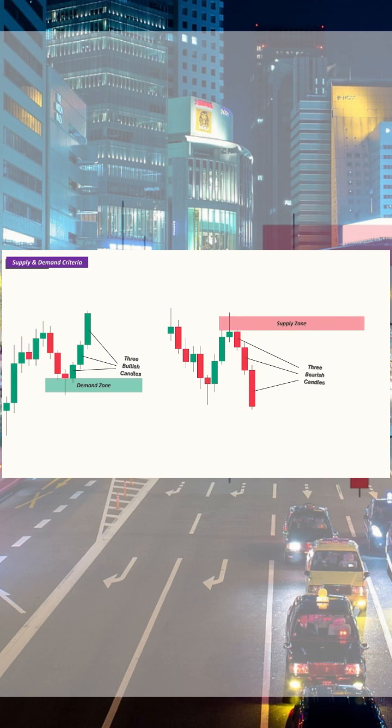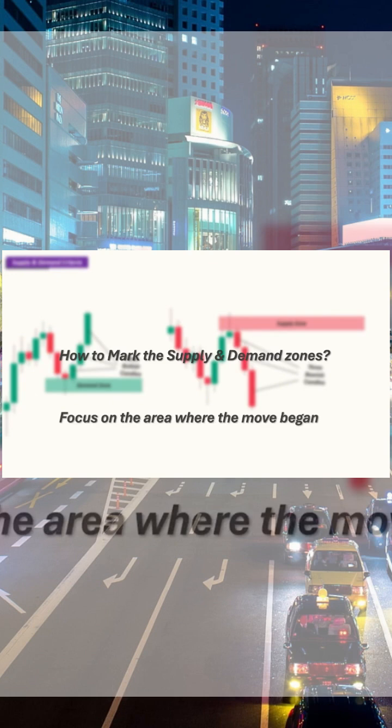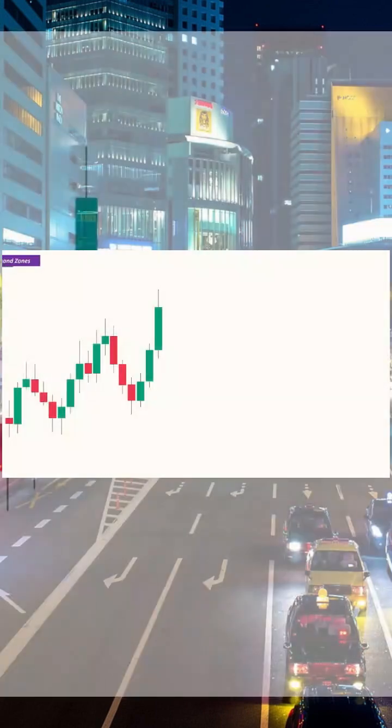The reason is that we want to identify an area where traders previously showed interest, rather than just small moves in the market. Now, how do we correctly mark the supply and demand zone range on the chart? While traders use different methods to mark these zones, the most important rule is to focus on the area where the move began. Marking the start of the move largely depends on the candle's formation. So, let's look at some common ways to mark these zones on the chart.